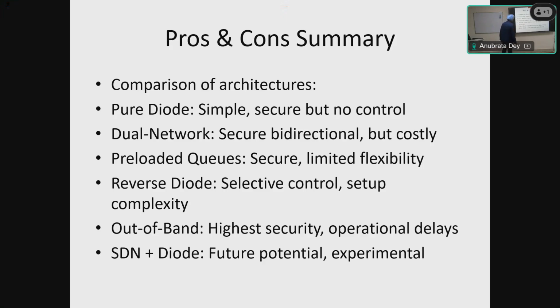And then we have the reverse diode we talked about. Its selective control setup is complex in that case, right? And the out of band is the one where the operator has to go. It's the highest security, and it probably can't be done for every substation, okay? Because there will be operational delay, because the operator has to physically go or has to be there in the substation, right?